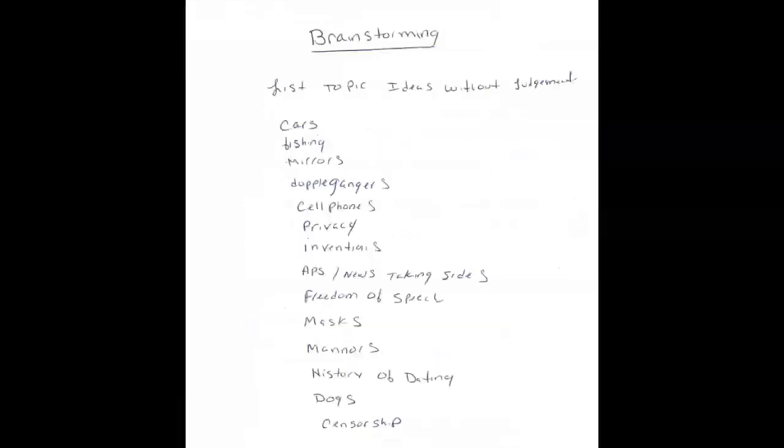You can also do the brainstorming, which is simply creating a list of as many ideas as you can write down without making any judgment on them. So I might look at my first 3 items, cars, fishing, and mirrors, and think, oh, those are pretty broad, not very interesting. But what we're going to use them for is a starting point to come up with ideas. We're going to concept map each of them.